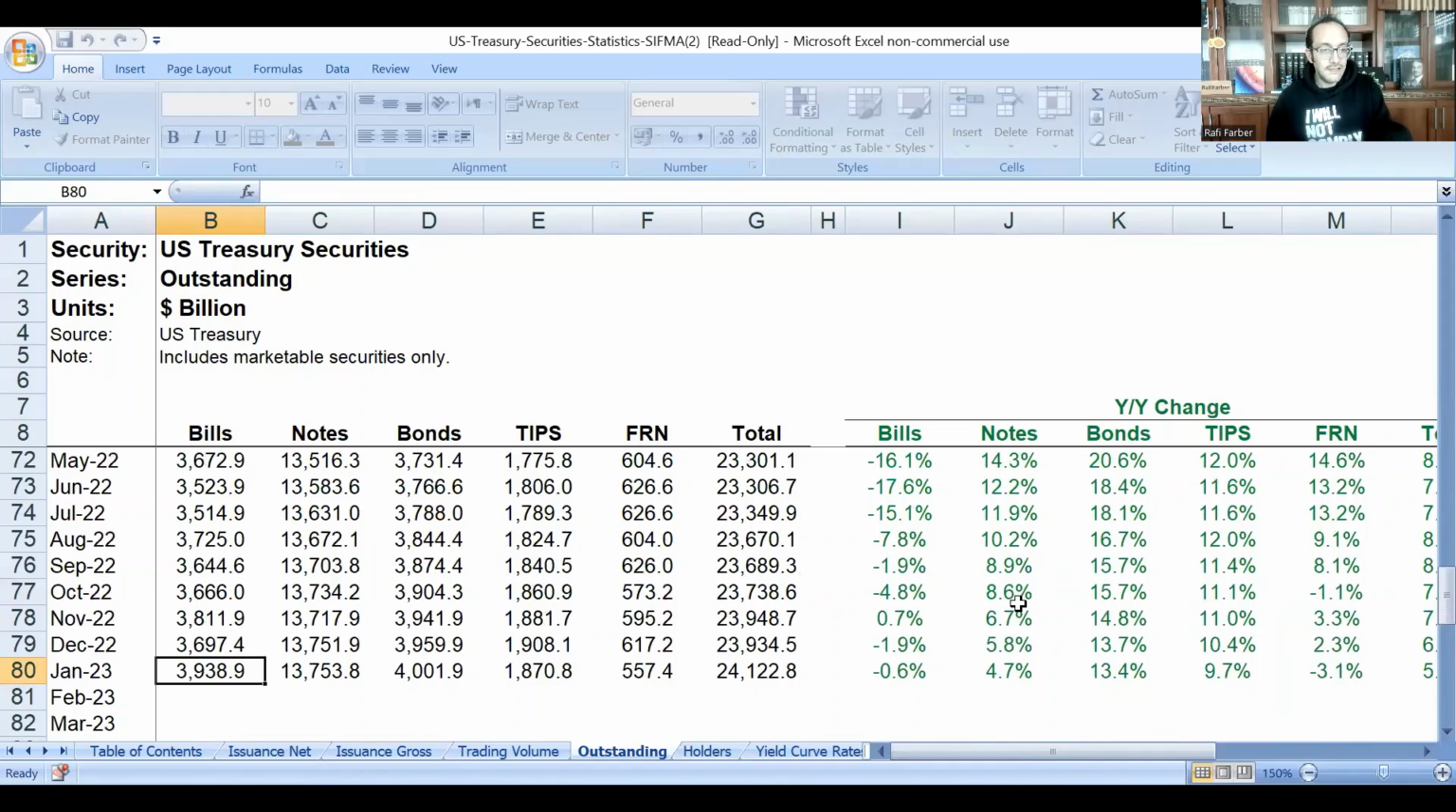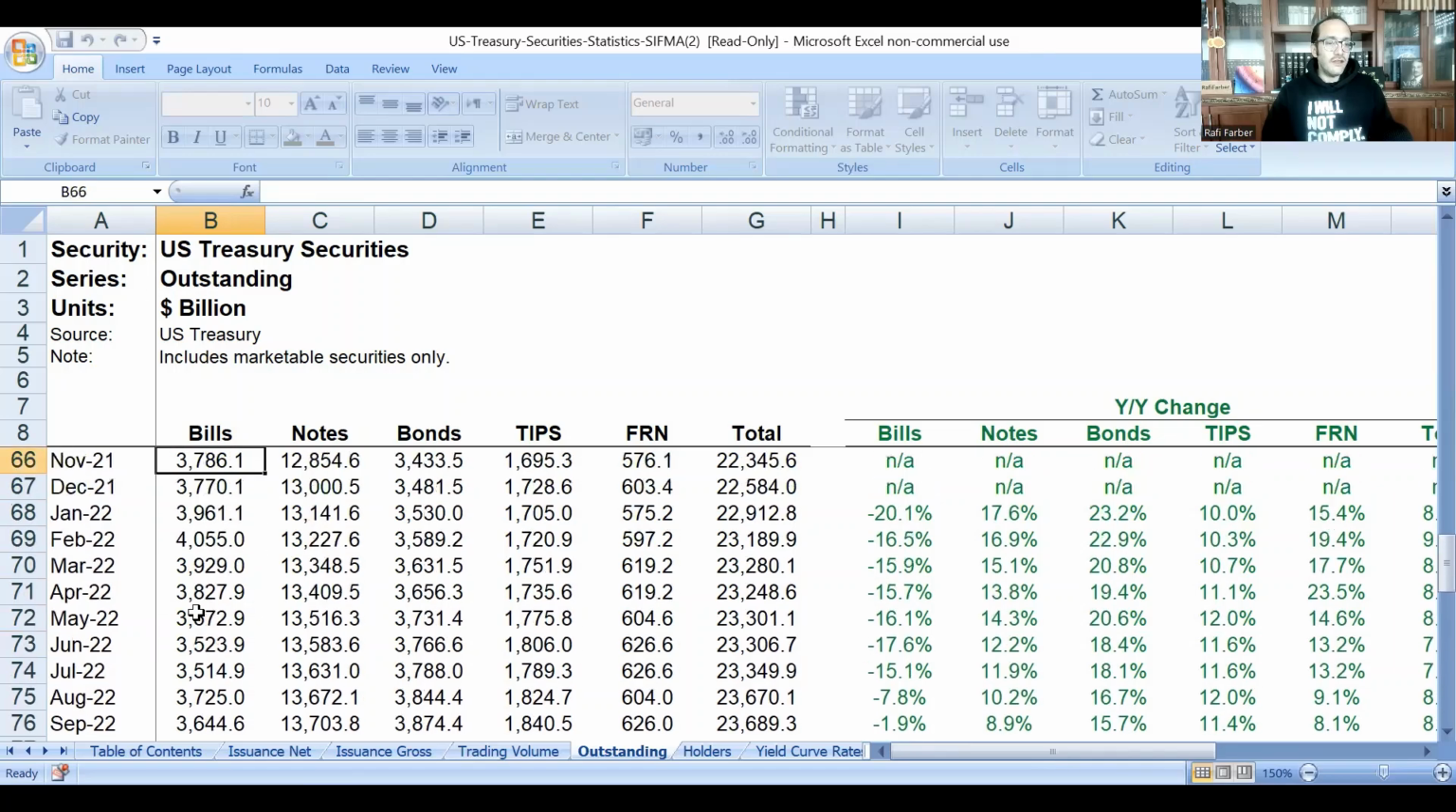Next. Chicken necks. This, ladies and gentlemen, is the amount of outstanding debt in each category. The short-term rates from 1 month to 1 year is this category here in the bills, this column. And we see here the amount of debt with maximum 1 year maturity is 3.9 trillion. Let's just call it an even 4 trillion. It's probably a little bit higher now.